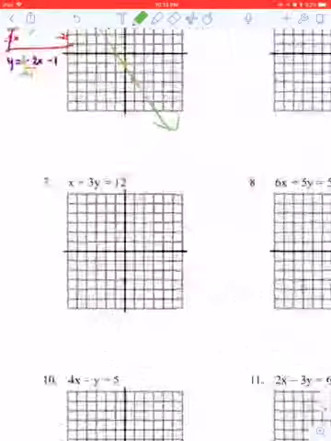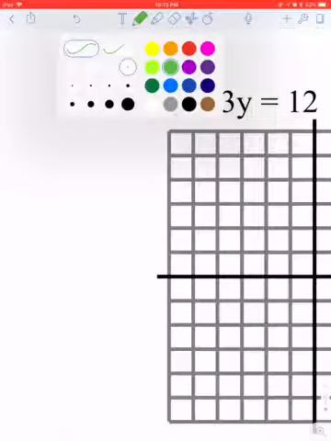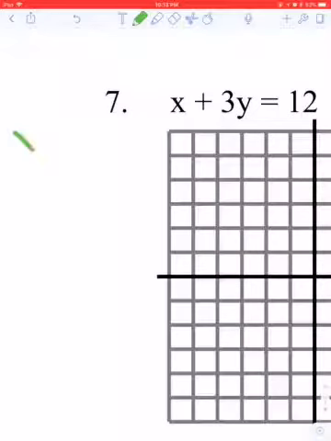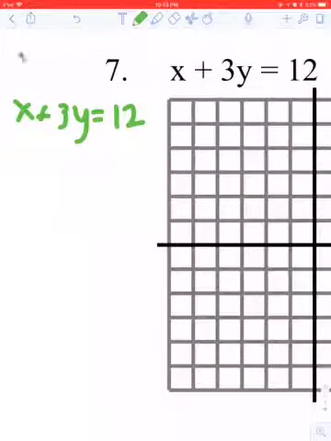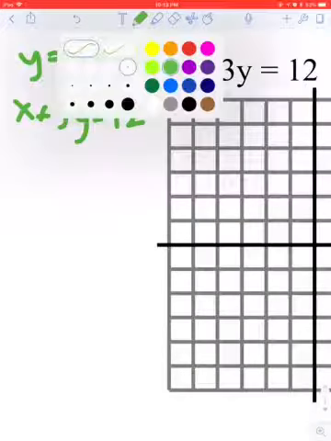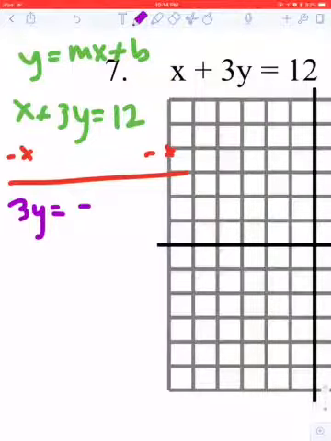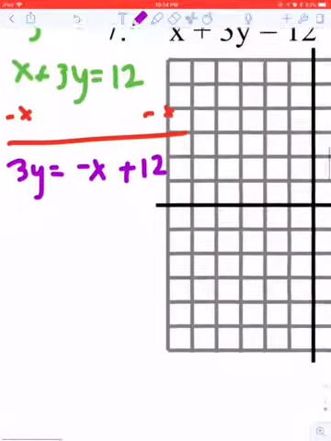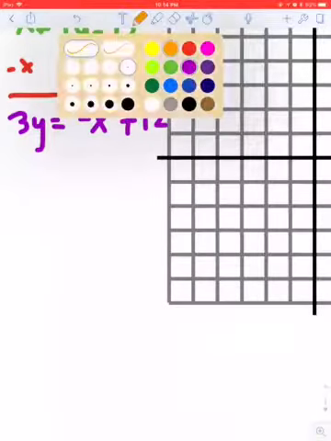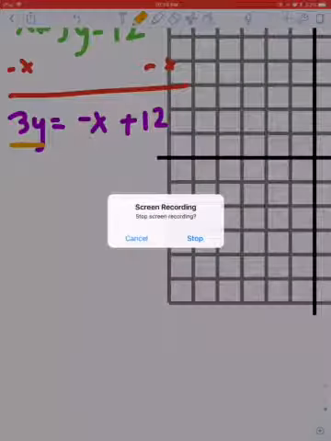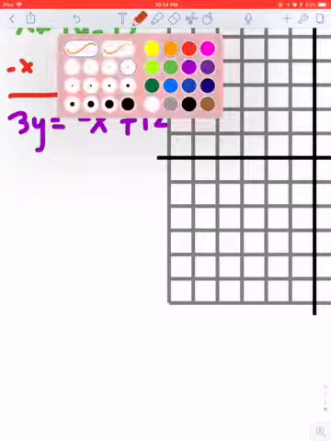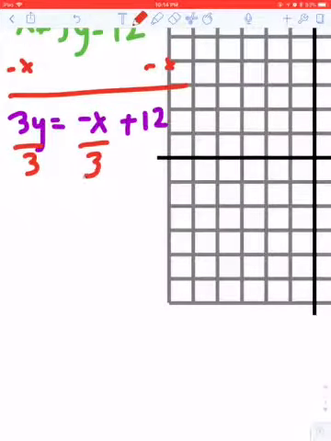Okay, let's look at 7. Again, we need to rewrite this equation. So I have x plus 3y is equal to 12. I need to rewrite this as y equals mx plus b, where y is by itself. So then we need to get rid of this x. I'm going to subtract x there. Subtract x. So I get 3y is equal to, again, I'm going to write the negative x first, plus 12. And then one more step to get rid of the 3, so we can have y by itself. Divide by 3 to every single term.